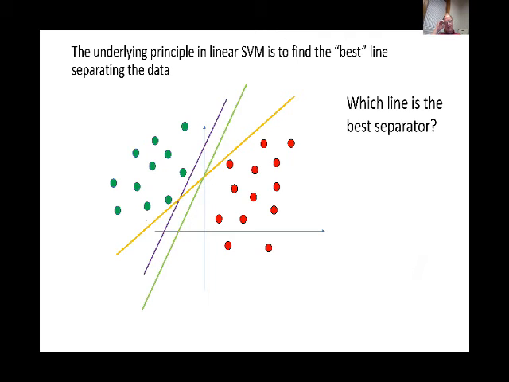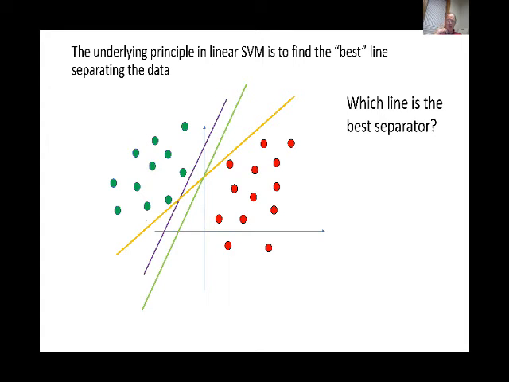So the principle in the support vector machine is to find the best, in some sense, line that separates the data. And so here I have my data set. I have the -1s in red, the +1s in green, and I have 3 lines that separate them. So which one is the best line?